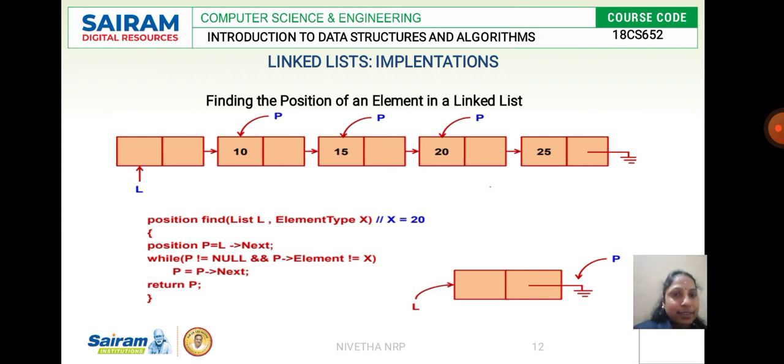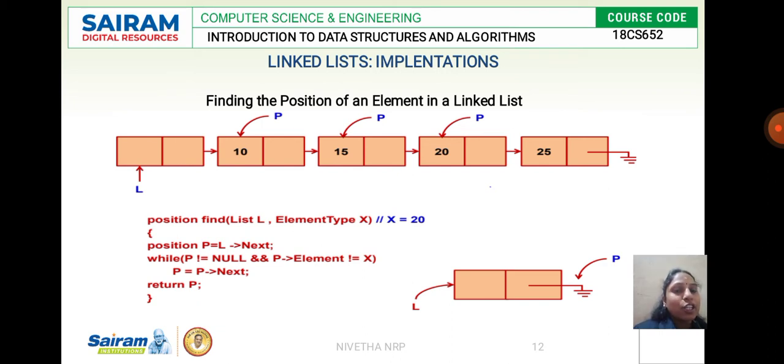Now it checks the condition. Yes, P of next is not equal to null. Yes, 20 is holding the address of the element 25. The first condition is true. But what about the second condition? P of element is equal to X. What is the element we have in this position? 20. And the element we are supposed to find is also 20. So your condition fails here.